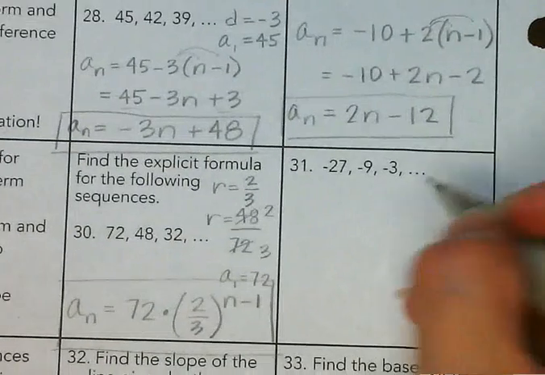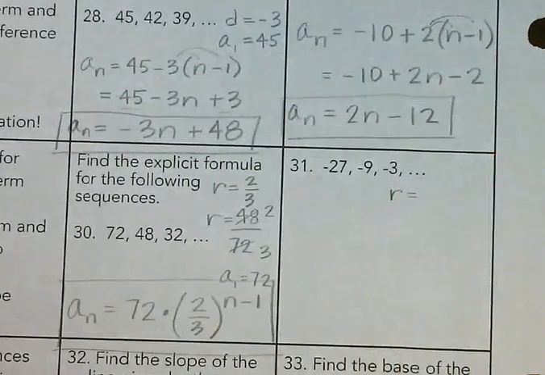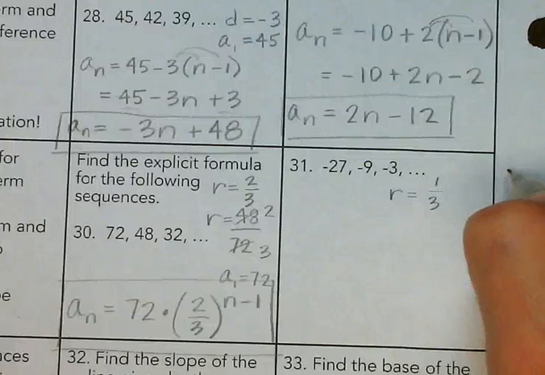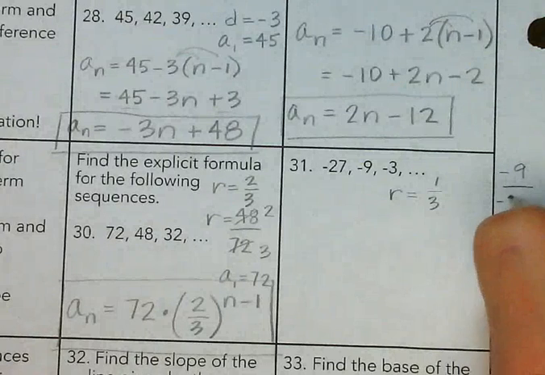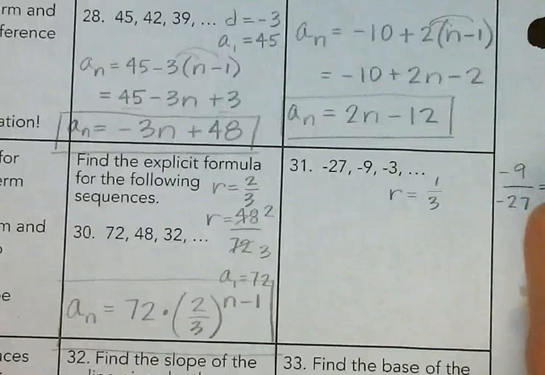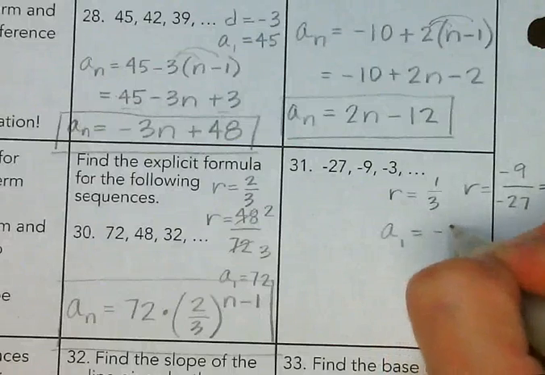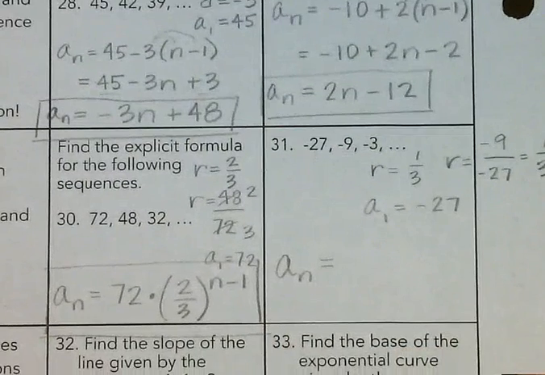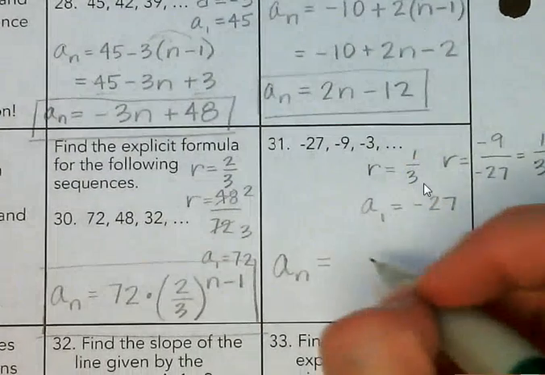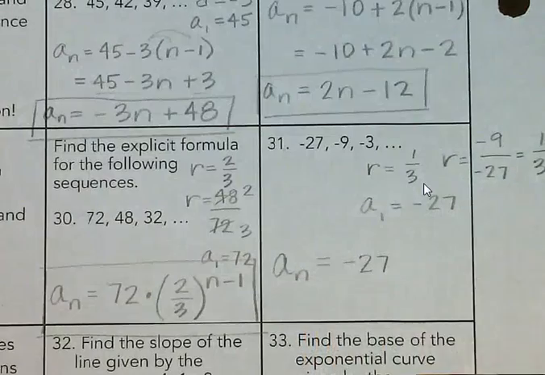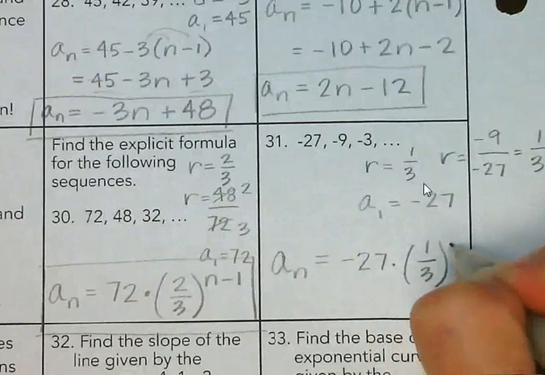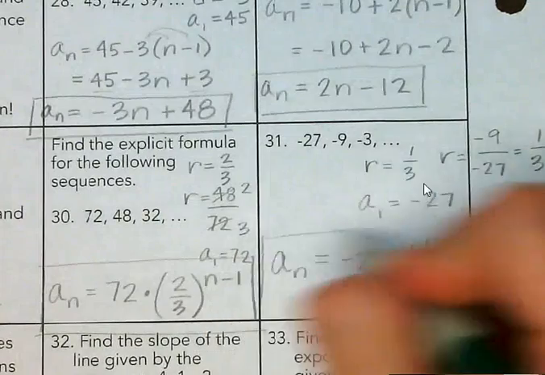All right, on this one, first thing we need to do is figure out what r is. So it looks like it's 1/3. And again, if you take the second term and divide it by the first term, that will always give you the value of r. So r is 1/3, and it looks like the first term is negative 27. So if we use the formula for finding the nth term, we'll have negative 27, which is the first term, times the ratio, which is 1/3, to the n minus 1. And again, that's all that we can do.